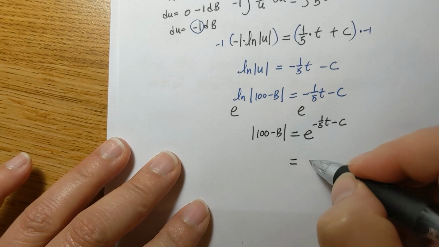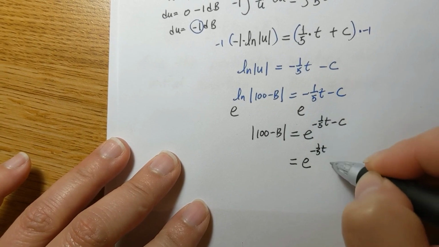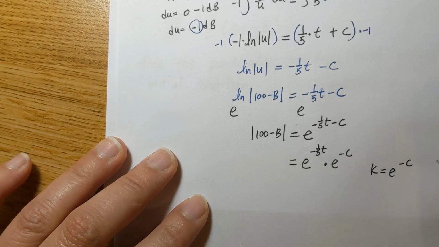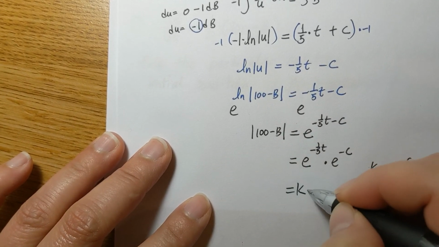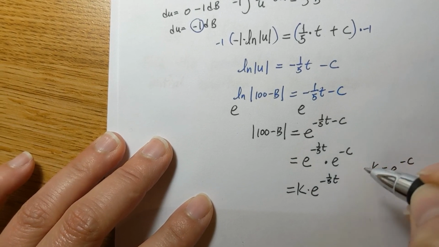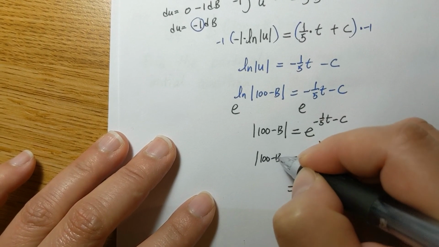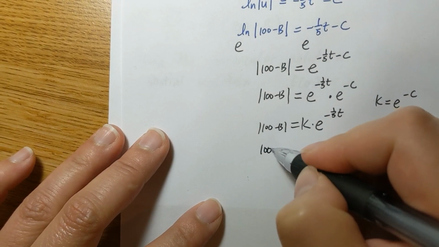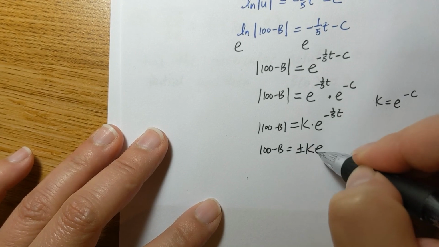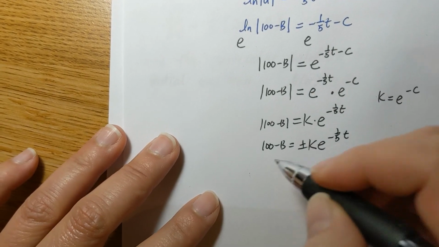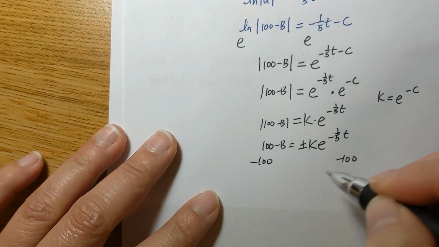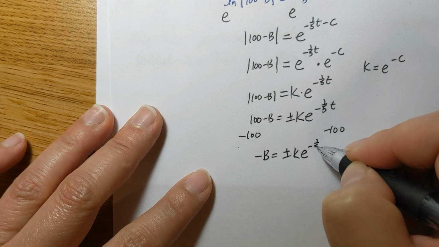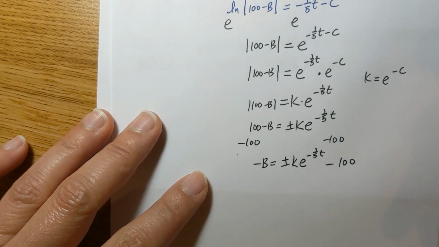Okay, so now I'm going to get e to the -1/5 t times e to the -c, and then let k equal e to the -c. So I'm going to have k times e to the -1/5 t, and the left side stays the same. Now I'm going to get rid of the absolute value, so I get plus or minus k e to the -1/5 t minus 100. So I get b equal to plus or minus k e to the -1/5 t minus 100.